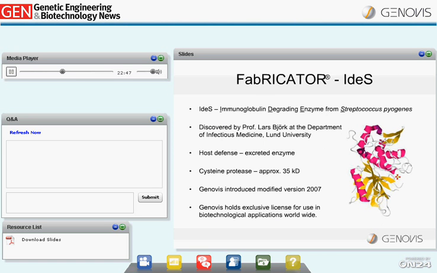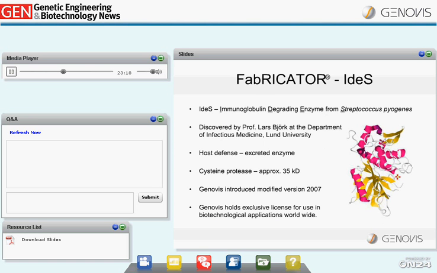Streptococcus pyogenes, which is a human pathogen that can cause severe sepsis upon infection. IdeS was discovered by Professor Lars Björk at the Department of Infectious Medicine at Lund University back in 2001. The biological role of this enzyme is to circumvent the host immune response, and it does this in part by excreting the IdeS enzyme, which then cleaves the host IgG pool into Fab2 fragments and Fc fragments.